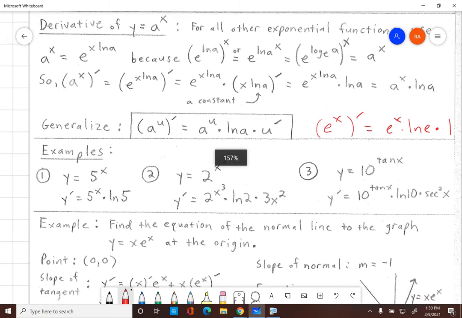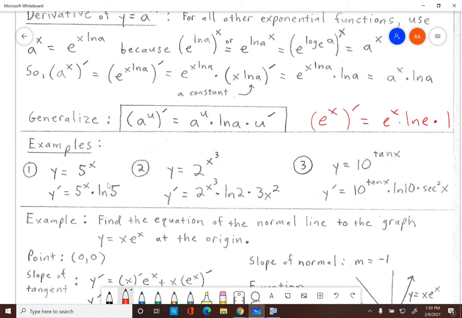That's just something to memorize, make your flashcard. Let's get these down. So here we have y equals 5 to the x. The derivative of 5 to the x is itself times natural log of the base times the derivative of the exponent. The derivative of x is just 1. So 5^x times natural log of 5.